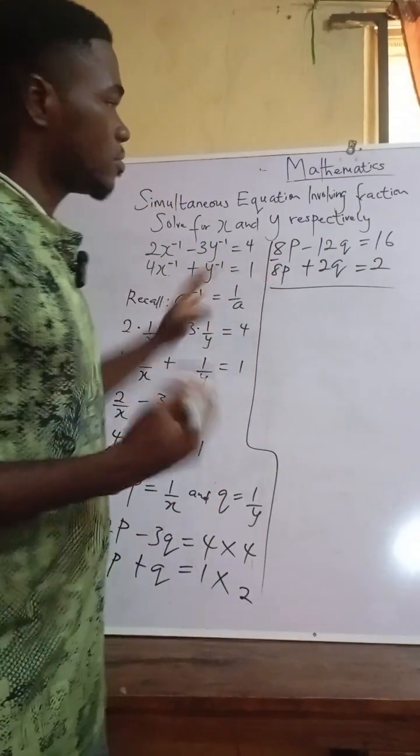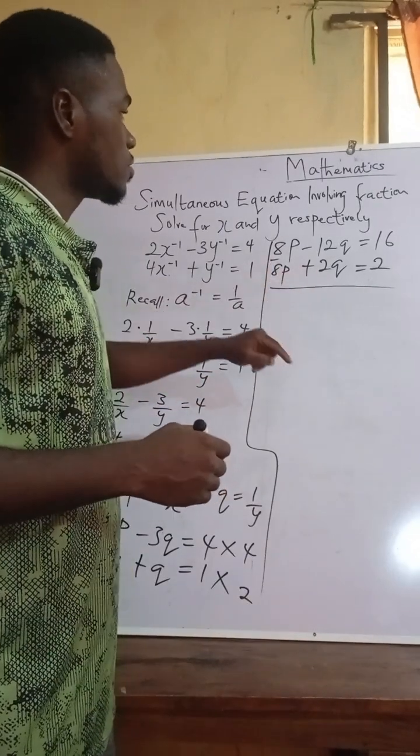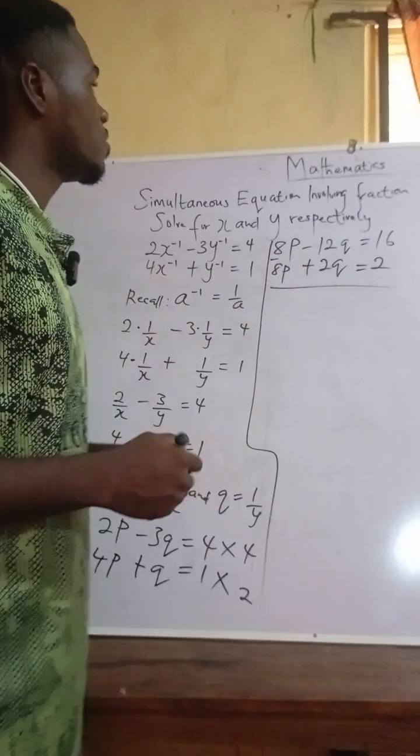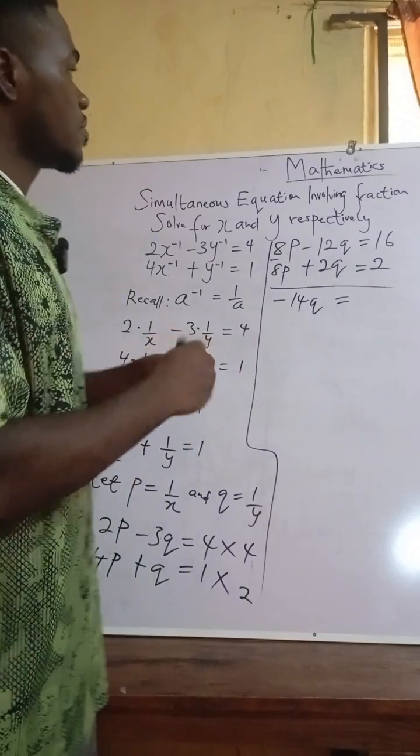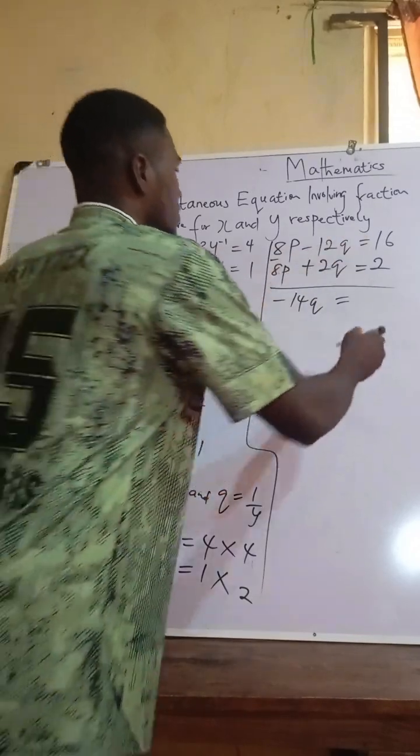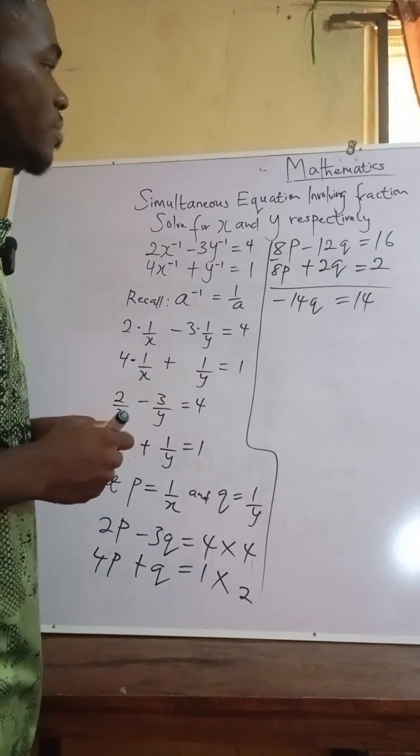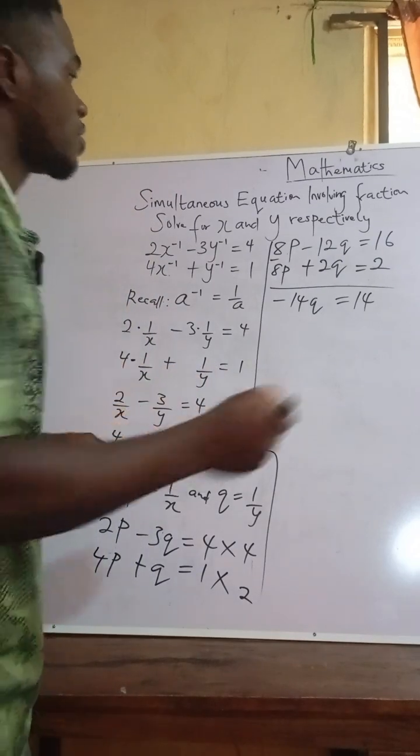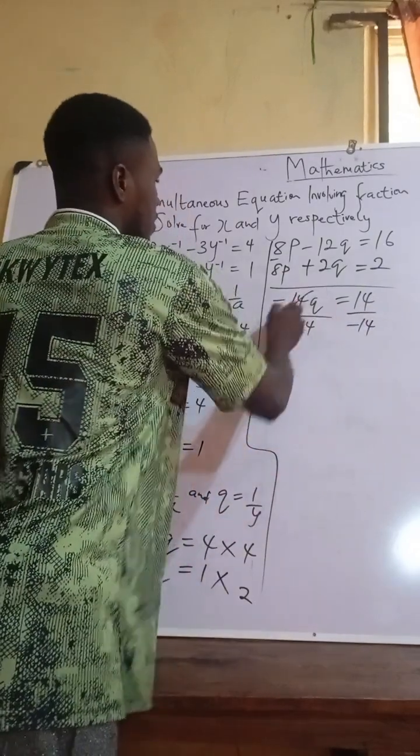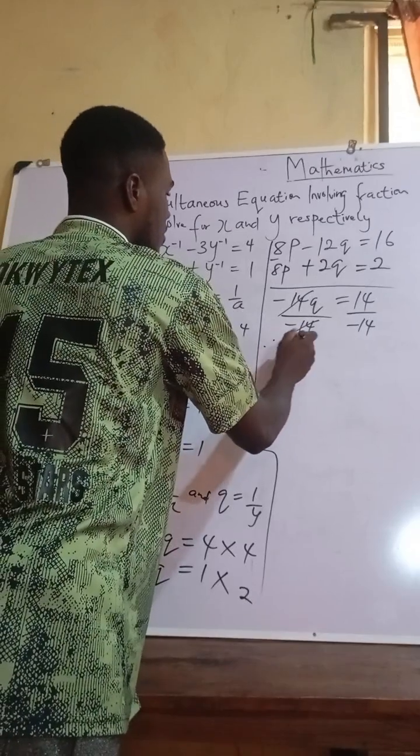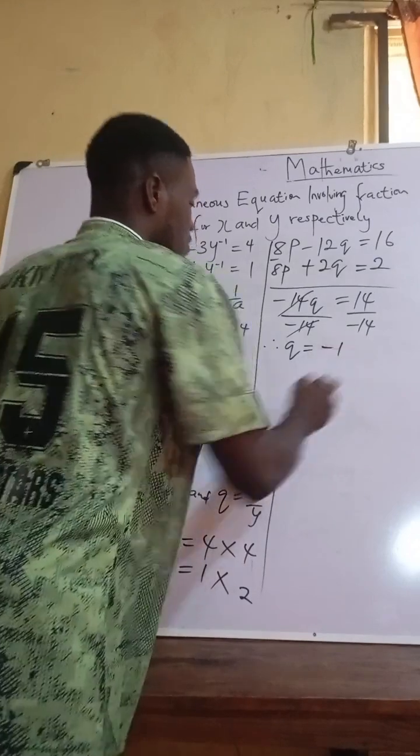So 8p minus 8p, it has been eliminated. Now I come over here. Minus times plus is minus. Minus 12q minus 2q is going to give me minus 14q, which is equal to 16 minus 2 is going to give me 14. Now to get the value of my q, I'm going to divide both sides by the coefficient of q, which is negative 14. Divide by negative 14, divided by negative 14. I'm going to have, therefore, q is equal to 14 divided by minus 14 will give me minus 1.